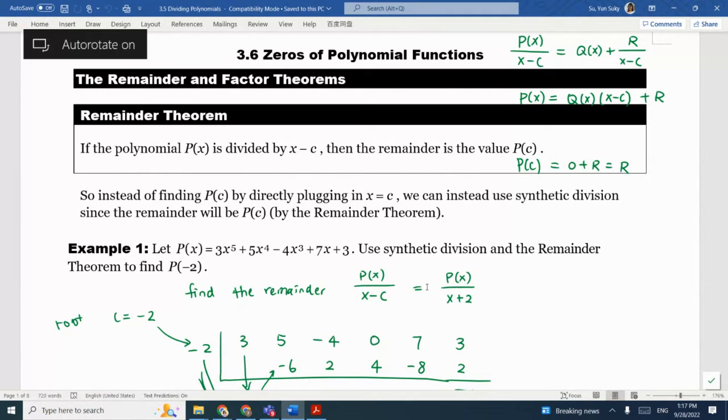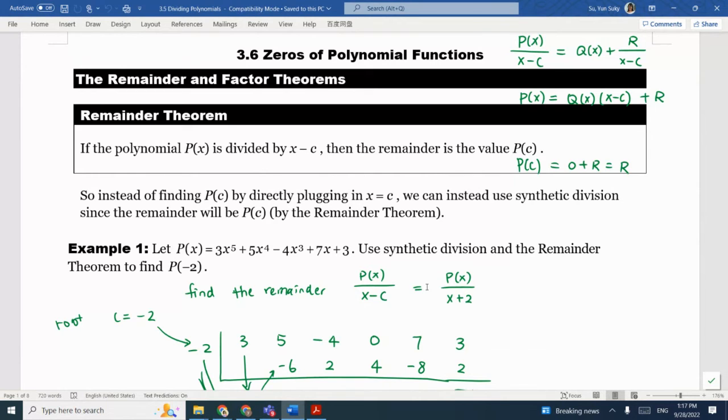Okay, so last time we talked about the remainder theorem. If the polynomial p of x is divided by x minus c, then the remainder is the value p of c. Right? We did example 1. We want to find p of -2. Ooh, you see, this is so complicated. If you plug in -2, you need your calculator probably, right?